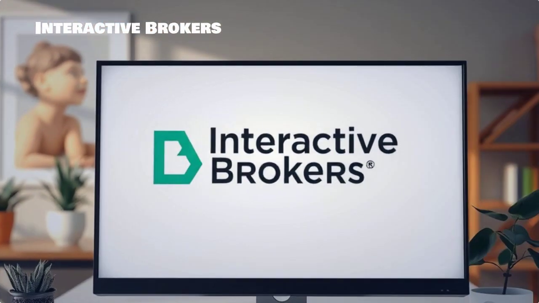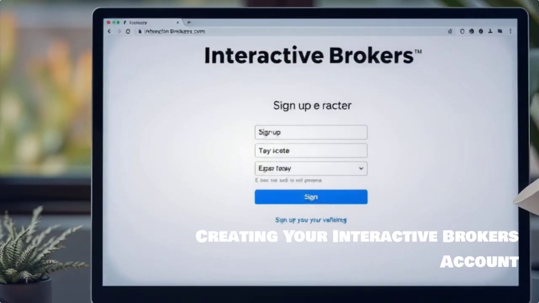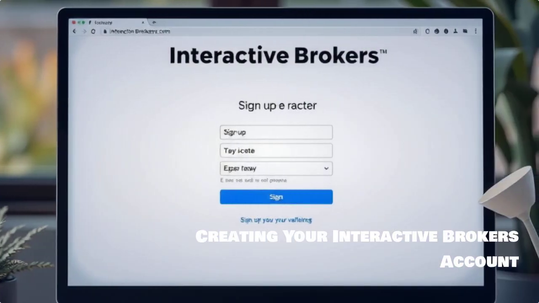Today, we'll be walking you through everything you need to set up your platform as a beginner. Let's get started with creating your Interactive Brokers account. Follow these simple steps to set up your profile.